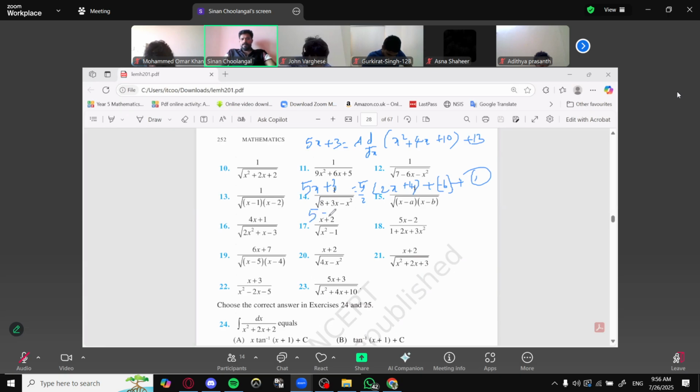x square plus 4x plus 10. Half of 4 is 2, so plus 2 square minus 2 square, and the plus 10. Soon after, we can write x plus 2 the whole square and positive 6. Positive 6 can be written as root 6 the whole square. Just check whether it's matching or not.